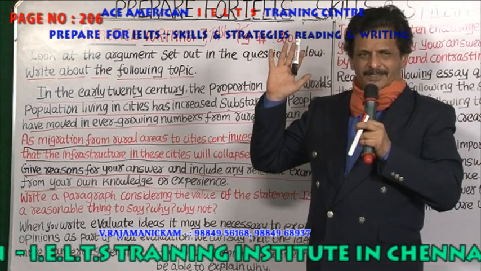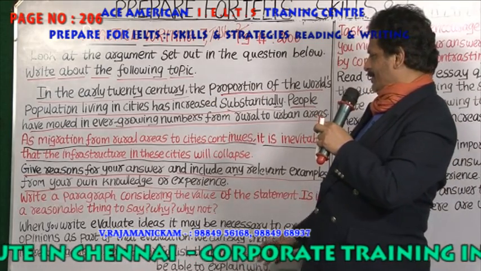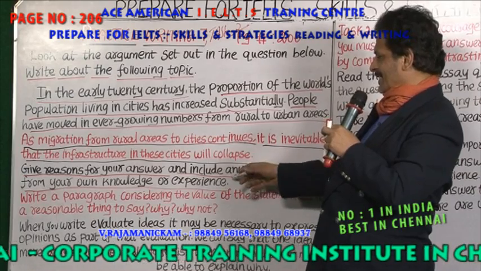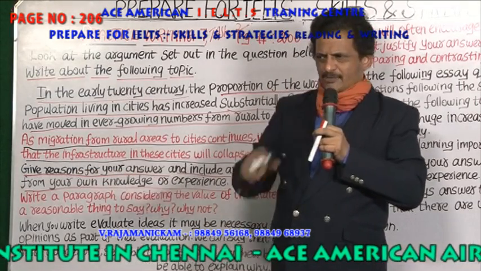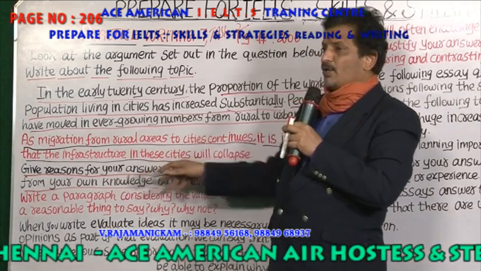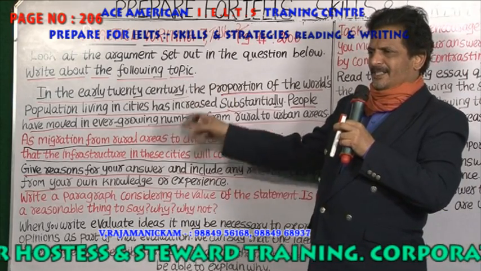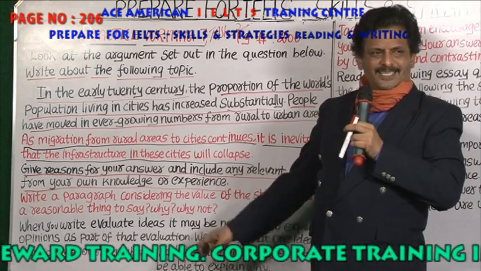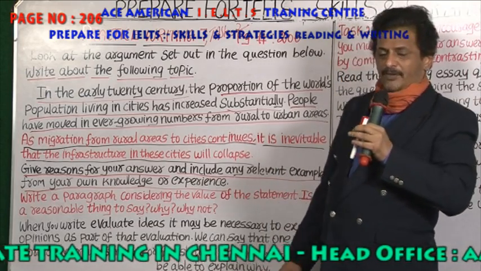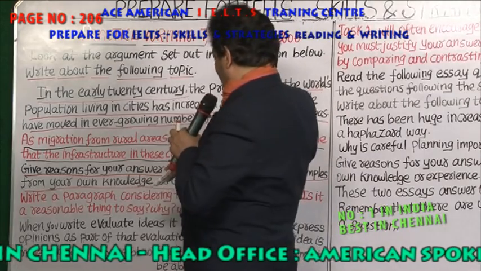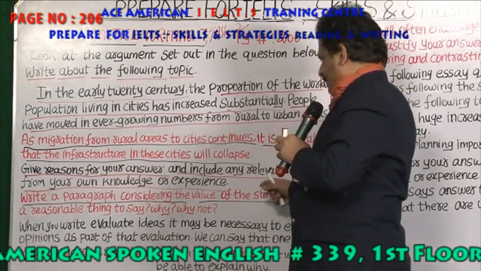This is the topic. What is the task they are asking you? What is the work? What do they expect from you? They are expecting you to give relevant examples. The task is to give the reasons for your answer, and also to use your own knowledge and experience, not fictitious. The topic is that; the task, what you have to do, is this. So agree or disagree, what are the words you can use? I agree, I concur. And you have to say your opinion also, right? So write a paragraph considering the value of the statement.